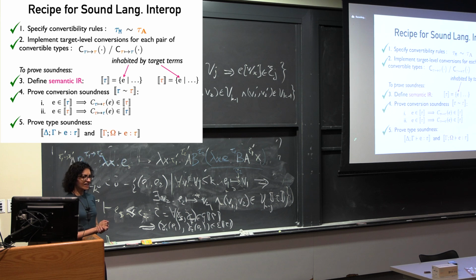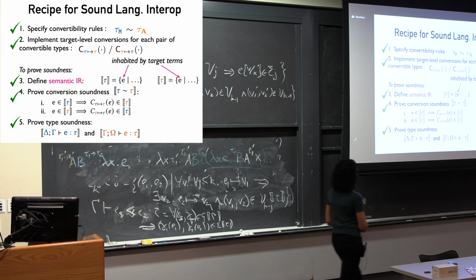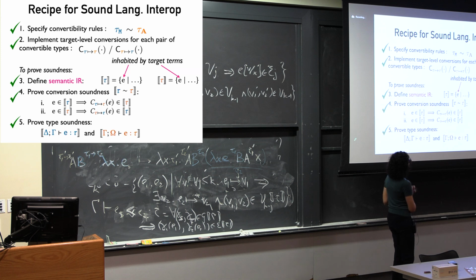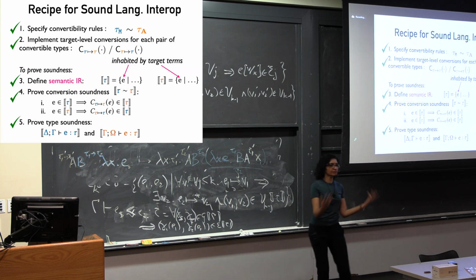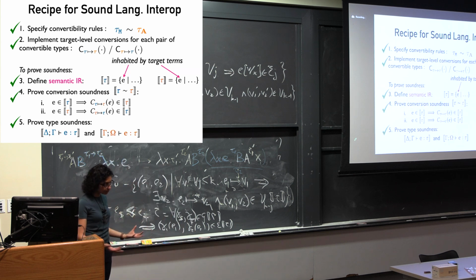Okay, and that's the recipe, right? Those are the steps. Specify your convertibility rules if you're trying to design an FFI. You implement your conversions, the glue code, and then to prove soundness, you define the logical relation, you prove conversion soundness in this way, and then you finish with the fundamental property and you get type soundness for both languages, or for the interoperability for the FFI, as well as the combination of the two languages.